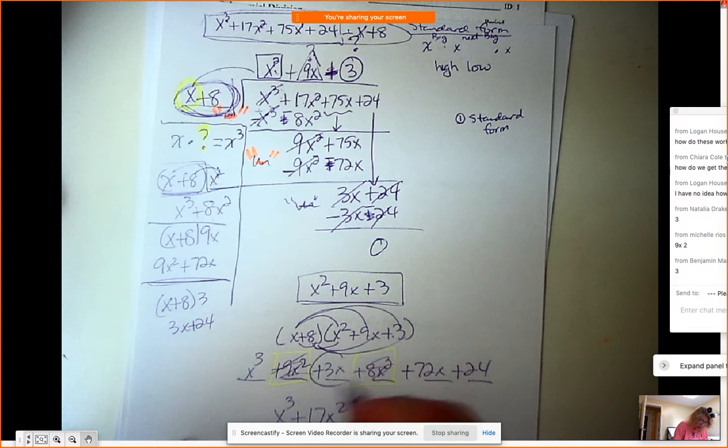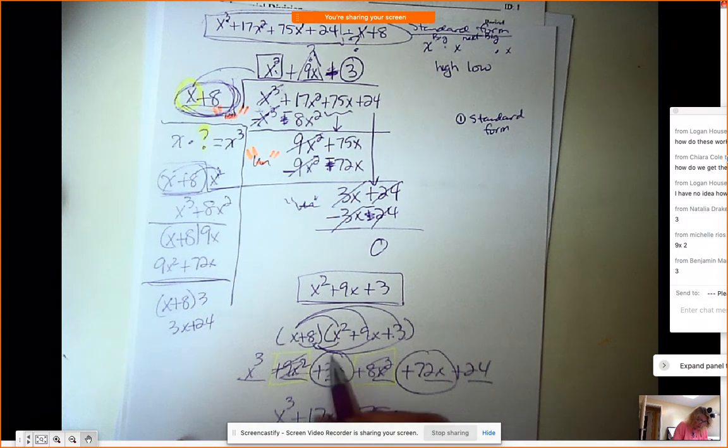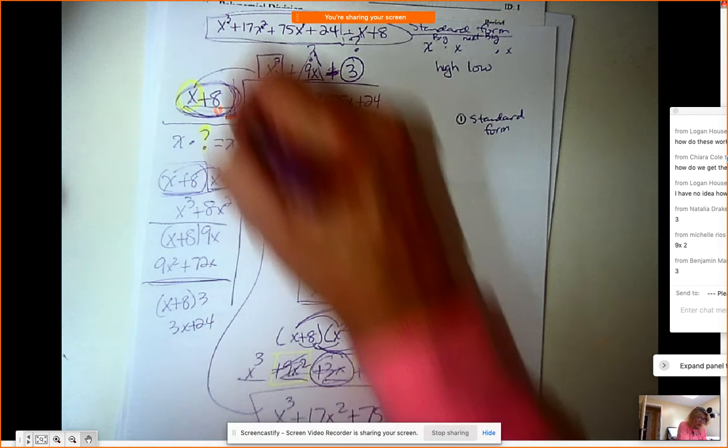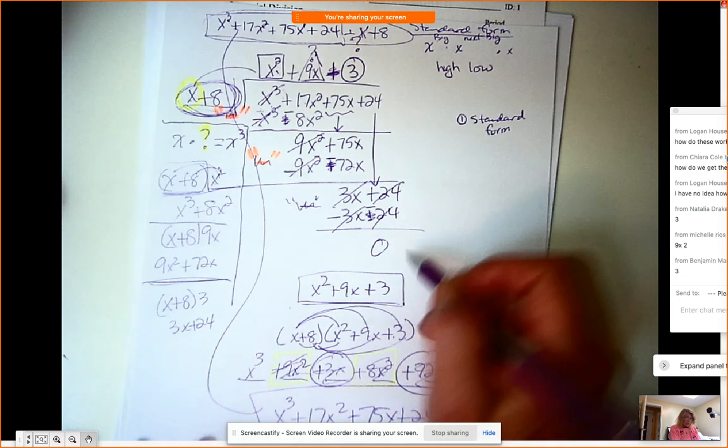Now I need just x. I got 3x and 72x, that's 75x. And then I had the 24. Do you see how this turns out to be the original problem? So I know I have the right answer, but this is the only answer I'm looking for.